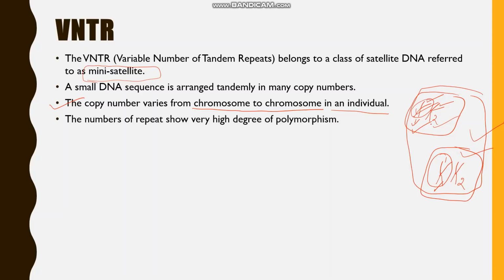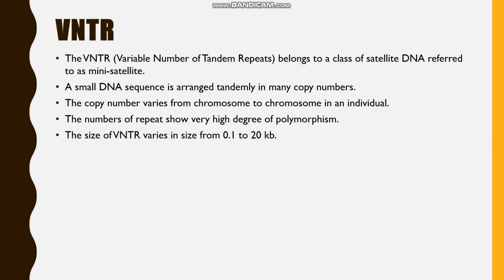The numbers of repeats show a very high degree of polymorphism. Already I told about this. It varies and it shows a high degree of polymorphism. The size of VNTR varies from 0.1 kilobases to 20 kilobases. So VNTR sequences are not the same in all the chromosomes within the cell, and the size varies from 0.1 kilobases to 20 kilobases.